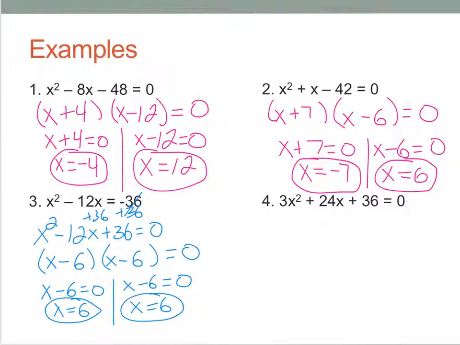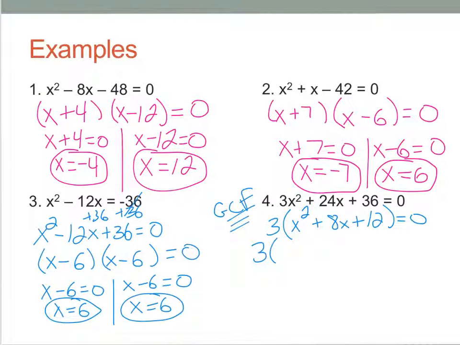Alright, number 4. Let's see, 3x squared plus 24x plus 36 equals 0. If you recall, first thing from factoring, look for a GCF. In this case, that's a 3. So if I factor a 3 out first, I'm left with x squared plus 8x plus 12. Alright, keeping that 3 in front, let's factor our trinomial. So factors of 12 that add up to 8. Okay, so we got an x and an x. My signs are both positive. And that would be 6 and 2.